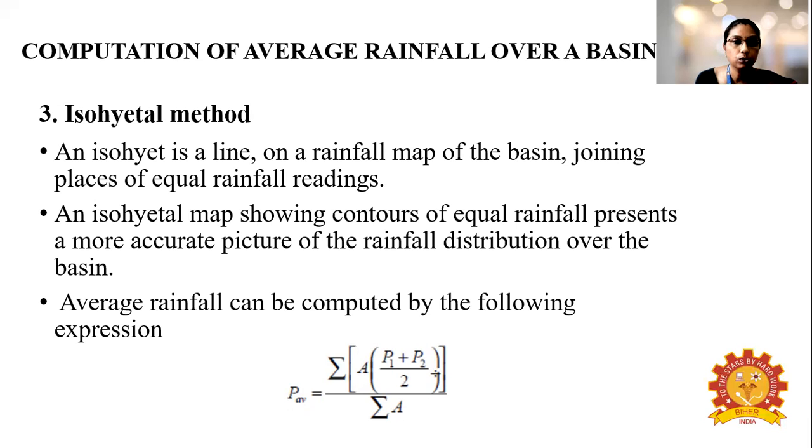So you can see the contour lines in the isohyetal map, and here by using the following expression we can calculate the average rainfall over an area or basin. That is, average precipitation is equal to the summation of area into the average of P1 plus P2, that is the average of P1 and P2, divided by the summation of the area. So we can see the detailed procedure of this isohyetal method to calculate the average precipitation over an area.